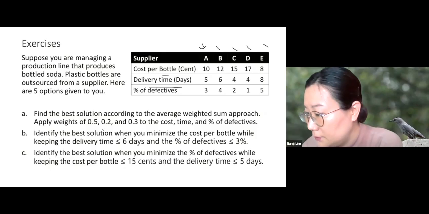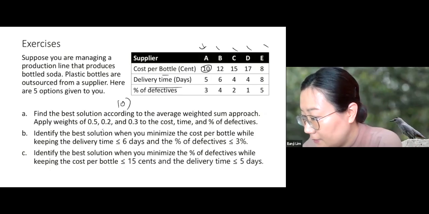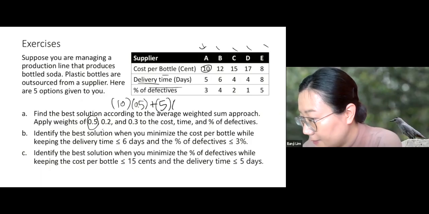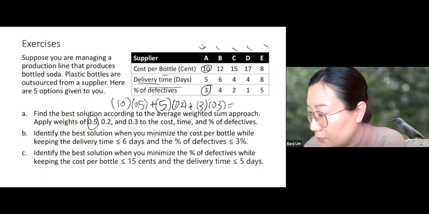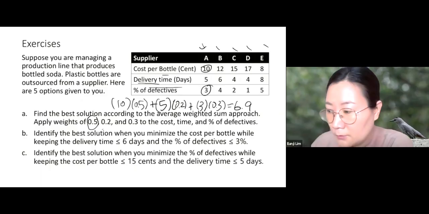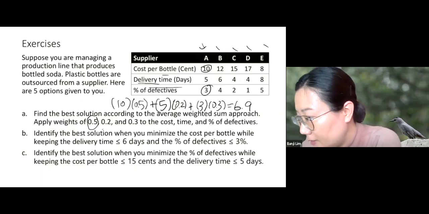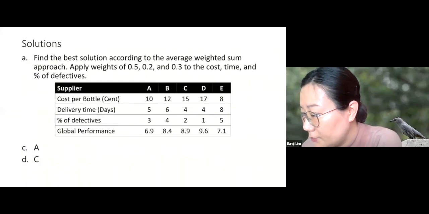So how do you compute the weighted sum of supplier A? Take the cost, 10, times the weight for the cost, which is 0.5. Next, the delivery time, 5 times 0.2. And the percentage of defectives, 3 times 0.3. So that becomes 6.9. You can repeat this for each of the suppliers and compute the global performance of each supplier, like this.